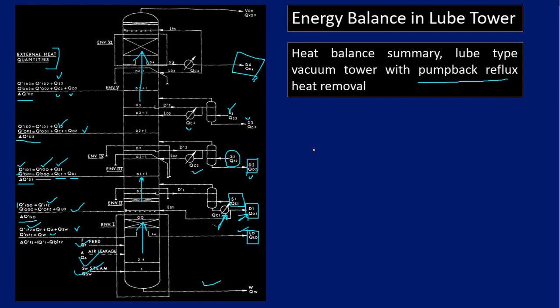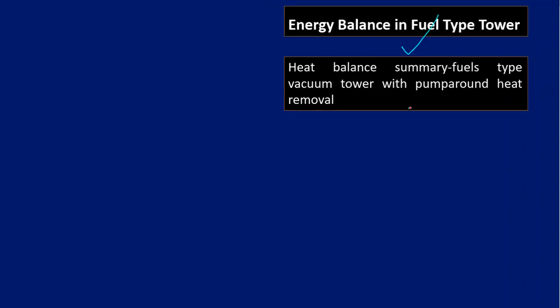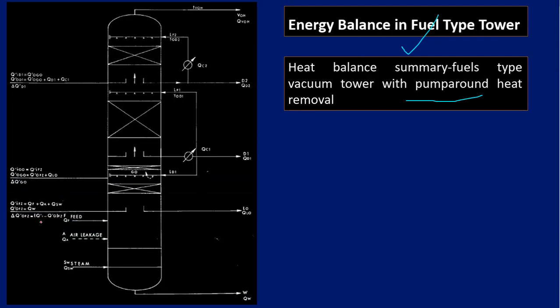Similarly, we can go for the energy balance for the fuel type tower. In the fuel type tower, we can use the pump around heat removal with fluxes. This is the diagram. It's a very simple one where bottom residue is one product, and then we have L0 as a product, D1 as a product, and D2 as a product, and at the top obviously that is basically the vacuum maintenance, but a very small fraction of hydrocarbons are also present there. We are not concerned about that one.